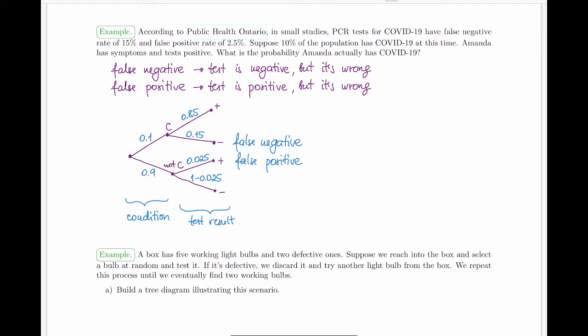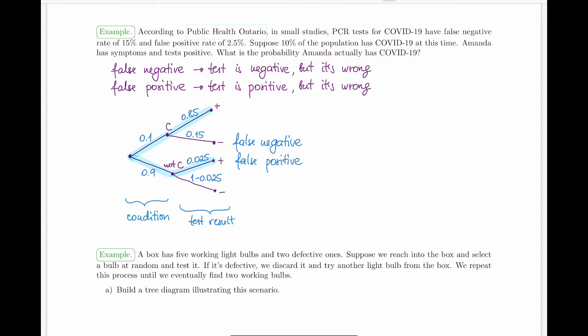Once we have that, we're going to be able to answer any question regarding the probability of a person actually having the disease, depending on how prevalent the disease is in the population and how accurate the testing is. So Amanda has tested positive. If she's tested positive, it means that she is in one of these branches. So let's actually highlight them. Either she has COVID and tested positive, which is this branch, or she doesn't have COVID, but she tested positive nonetheless because the test is wrong some of the time. What is the probability that she actually has COVID?